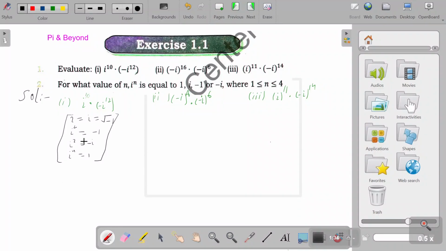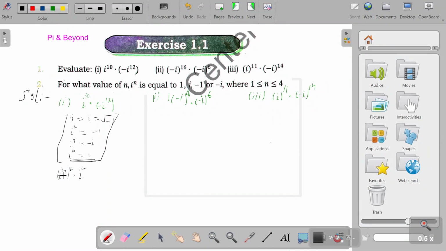We have to keep in mind that iota 4 is equals to 1. This result we have to keep in mind always in order to solve whatever power arises on the iota. So the solution is iota to the power 10 into minus iota to the power 12. So we can break this in terms of iota to the power 4, because we know iota 4 is equals to 1. So we write iota power 10, you see how? So iota 4 whole square, 2 times 4 is 8, into the remaining 2 power in iota square.